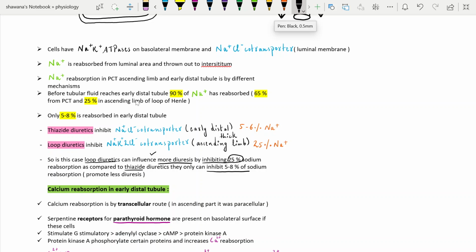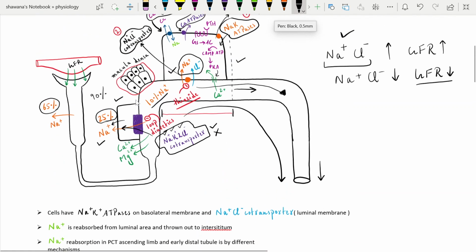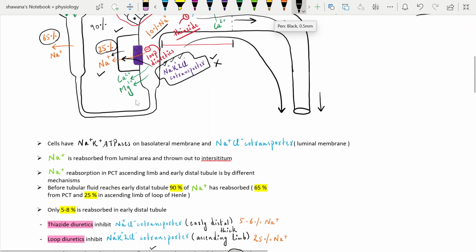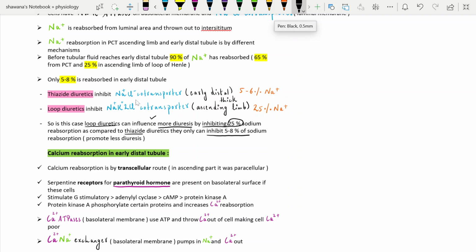We have discussed the sodium reabsorption in the distal tubule. Let's revise it. There is the sodium potassium ATPase pump on the basolateral surface, and there is a sodium chloride co-transporter on the luminal surface or membrane. The sodium potassium ATPase will constantly pump the sodium out and potassium in, and so there is a concentration gradient because sodium is less inside the cell. So sodium will move from the lumen into the cell with the help of the sodium chloride co-transporter. Okay, I hope you understand this sodium reabsorption.